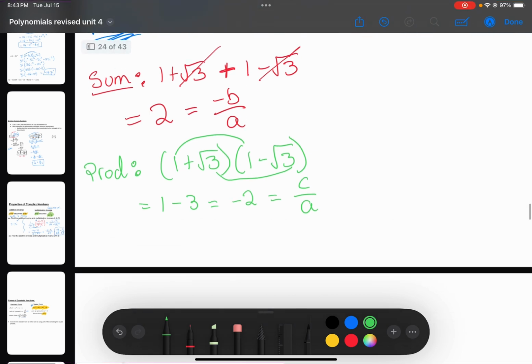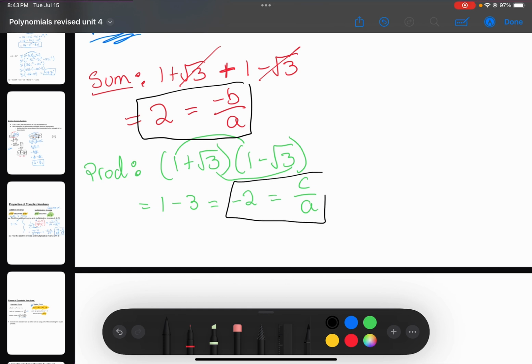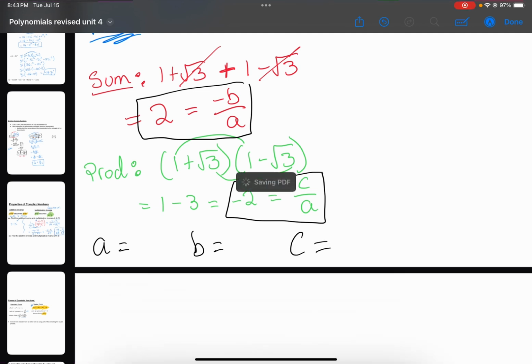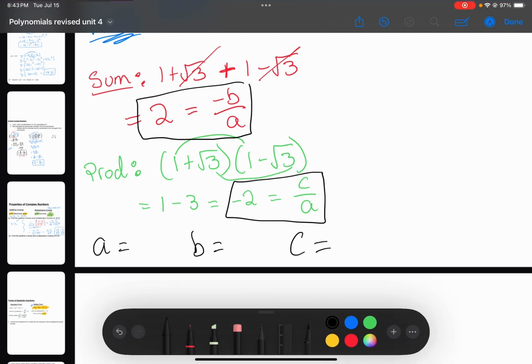Okay, so we're going to use the fact that -b over A equals 2 and C over A equals -2 to identify our A, B, and C. Because 2 equals -b over A and -2 equals C over A, A has to be 1. There's no denominator in each of these. Our B value, well, we know -b equals 2, so B has to equal -2. And C has to also equal -2.